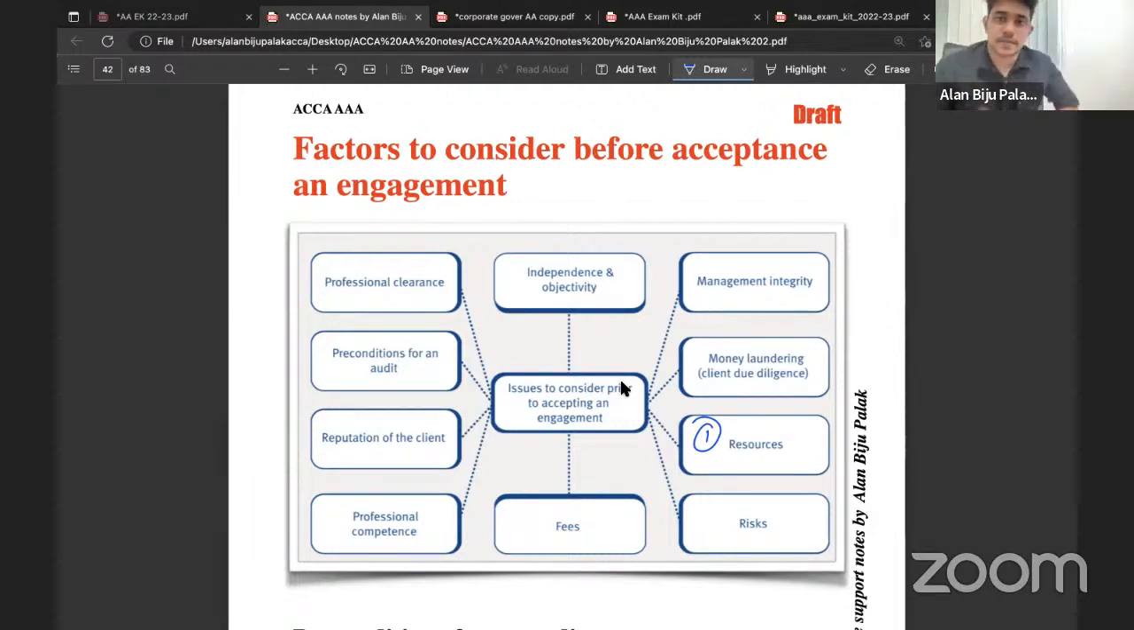So in that case, there can be chances that he might not be having sufficient resources. So he should consider using resources, and only if available resources are there should he accept their engagement. Then there may be multiple things specified in relation to the client's risk.